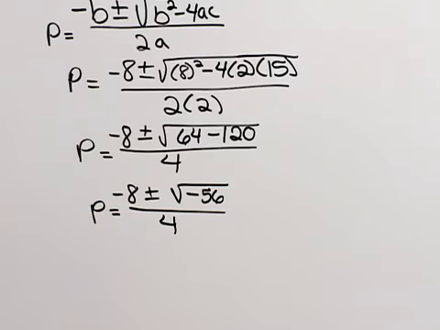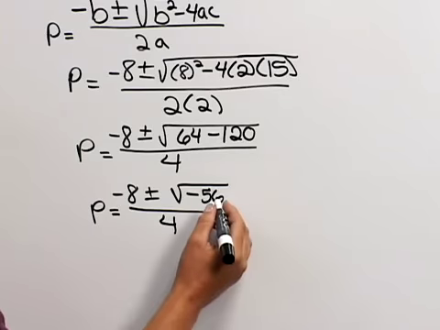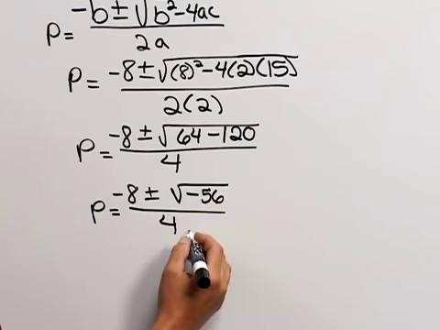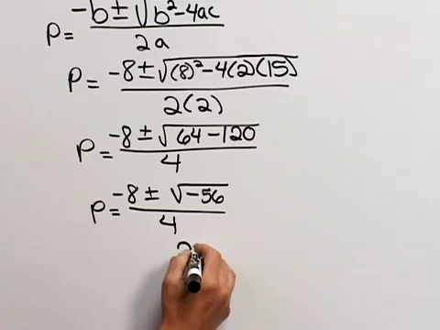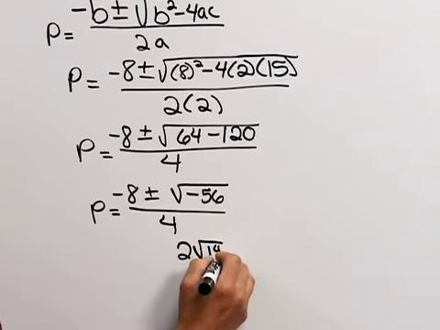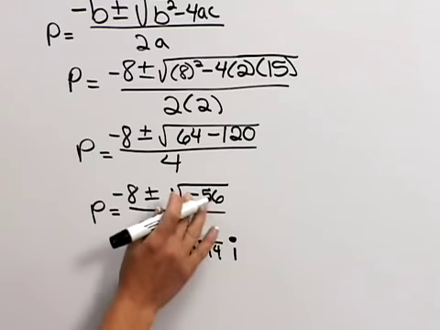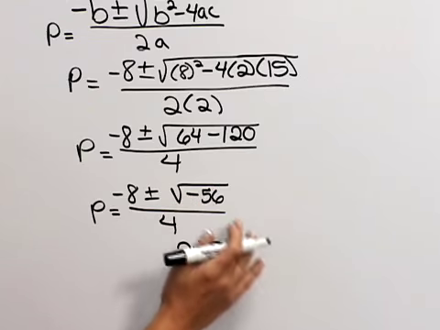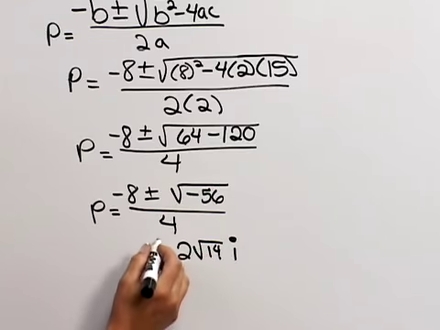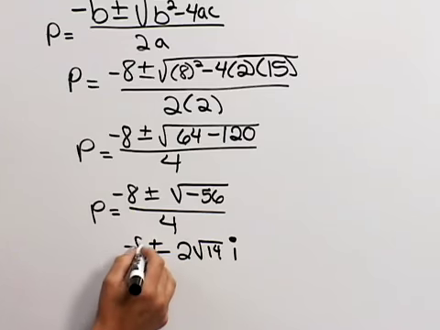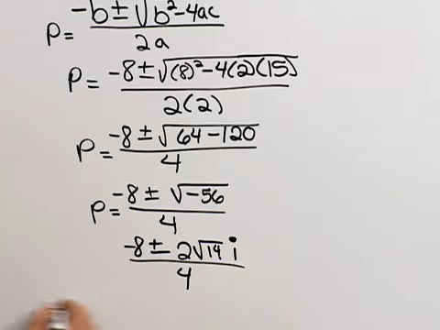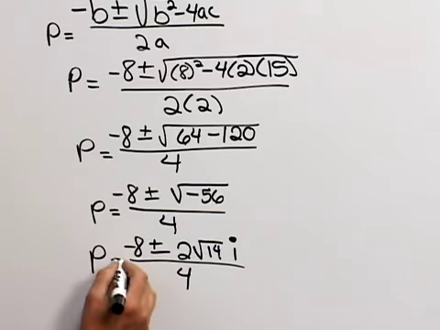Now we need to simplify the square root of negative 56, and 4 goes into 56 14 times, and 4 is a perfect square. So we can simplify this: the square root of 4 will give us a 2 out front, and we have a 14 underneath. The negative here is going to make an i, because the square root of negative 1 gives us an i. So we pull an i out of our square root. And then we get negative 8 out front all over 4. This is what p equals.